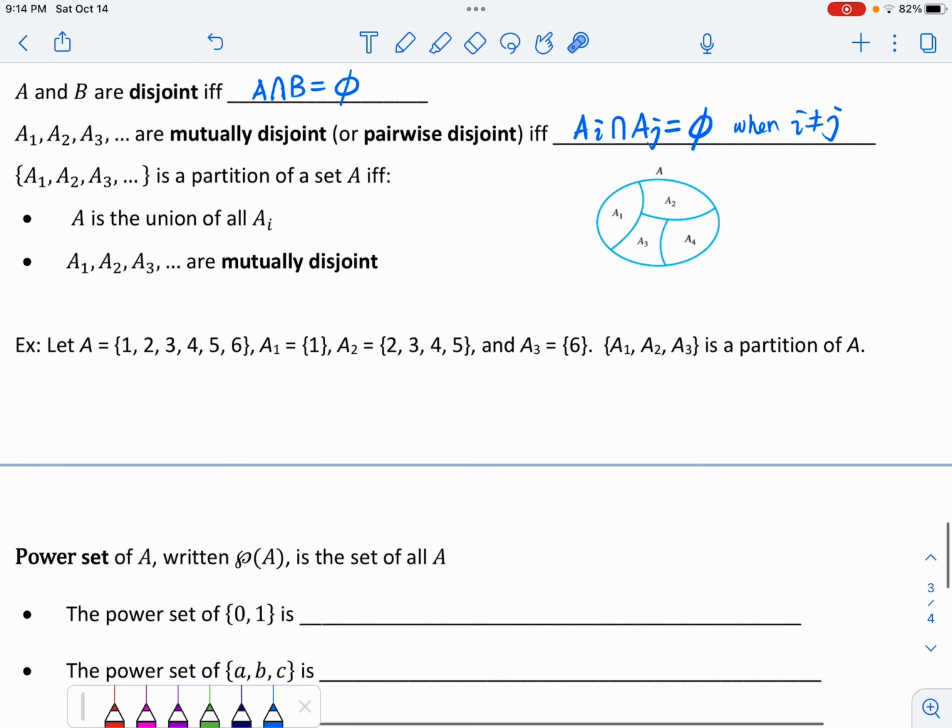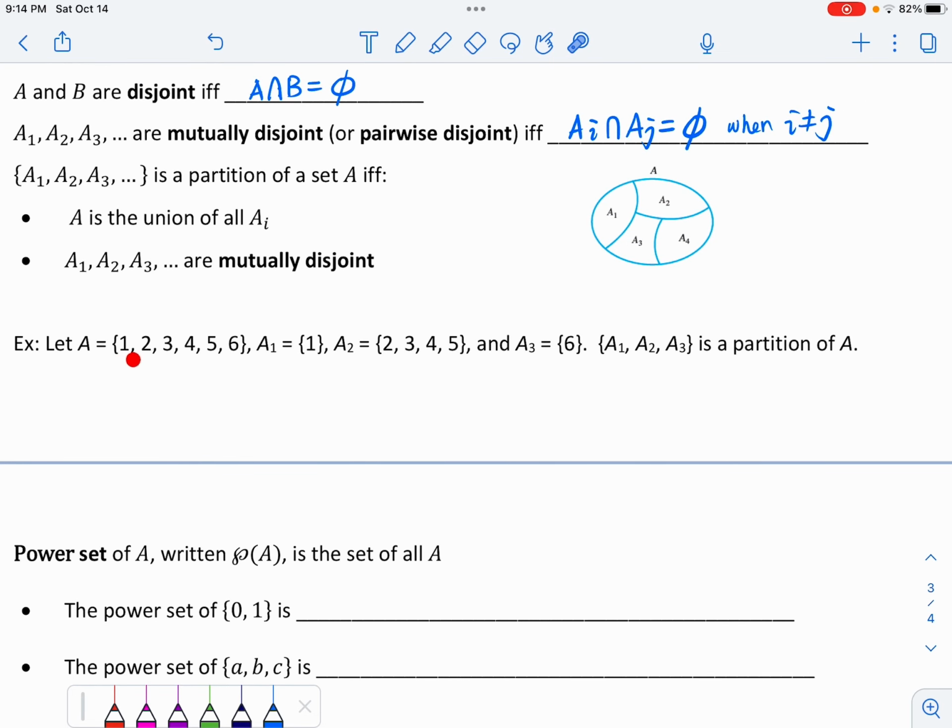For instance, suppose we have a set A which contains 6 numbers, 1, 2, 3, 4, 5, 6. And suppose set A1 has element 1, A2 has 2, 3, 4, 5, and A3 has 6. They're pairwise disjoint. A1 and A2 have nothing in common, A2 and A3 nothing in common, A1 and A3 nothing in common. And when you union all these, you get A back. So this is a partition of set A.